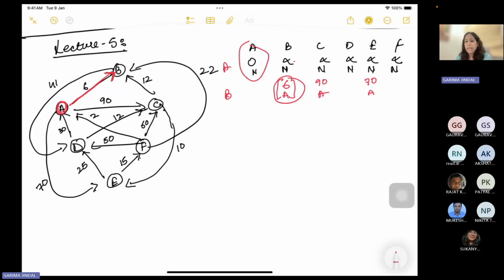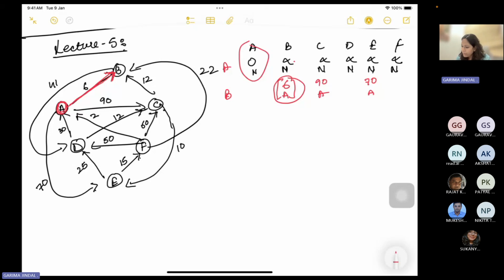So now from B, again we will calculate which nodes we can reach from B, and the cost function will be the cost till B plus the cost from B to the next node. If that cost is less than the cost that is already there in the database, then we will update that value. This point will be more clear if I show it.